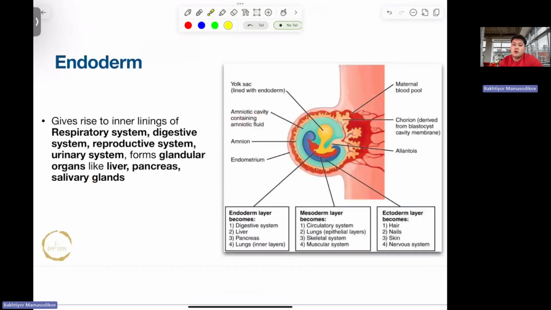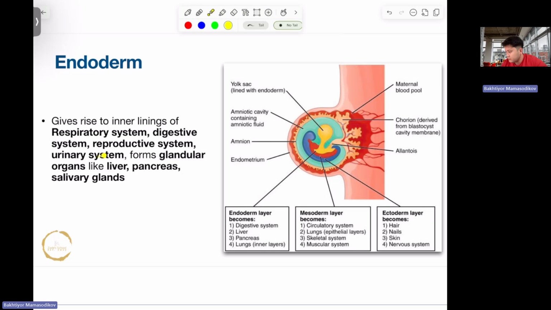From the endoderm, what's formed from the endoderm? Our internal structures, for example, our respiratory system, our digestive system, our reproductive system, our urinary system, and glandular organs, for example, the liver, accessory organs, pancreas, salivary glands, all of them formed from the endodermal region.